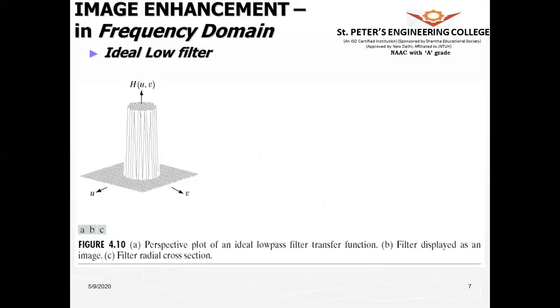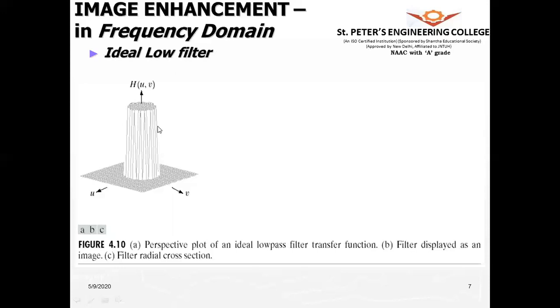Now let us go to the ideal low pass filter. So this is the ideal low pass filter. This is called the perspective plot of the ideal low pass filter. If you look here, this is the origin and this is the pass band, and after the pass band there is a sudden transition from the pass band to the stop band, and this is the stop band. This is the low pass filter if you consider it from the origin.